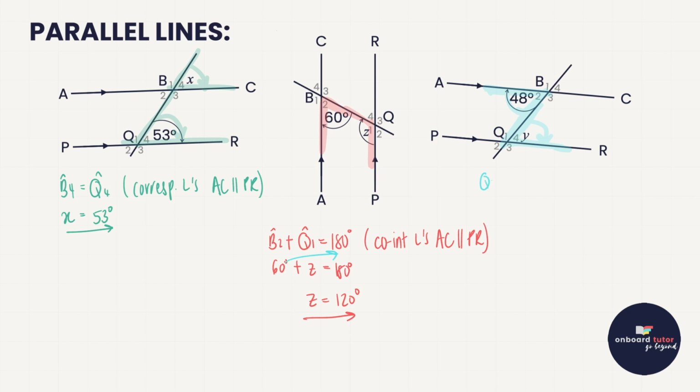So angle Q4 is equal to angle B2, alternate angles, and the parallel lines. AC is parallel to PR. Please don't miss out on any marks there. And so therefore, Y is equal to 48 degrees. Nice and straightforward there. Okay, corresponding looks like an F, co-interior looks like a U, and alternate looks like an N shape. And don't forget to list the parallel lines.